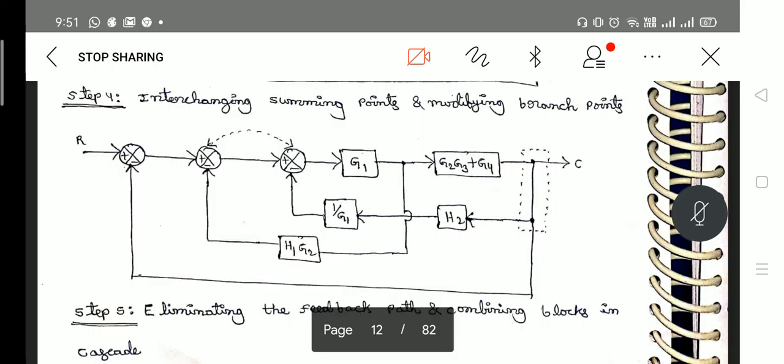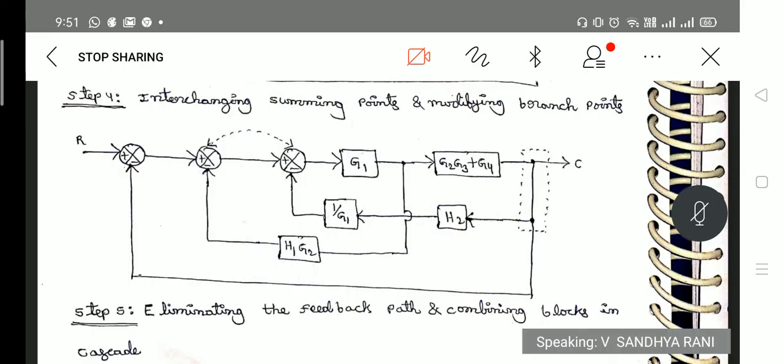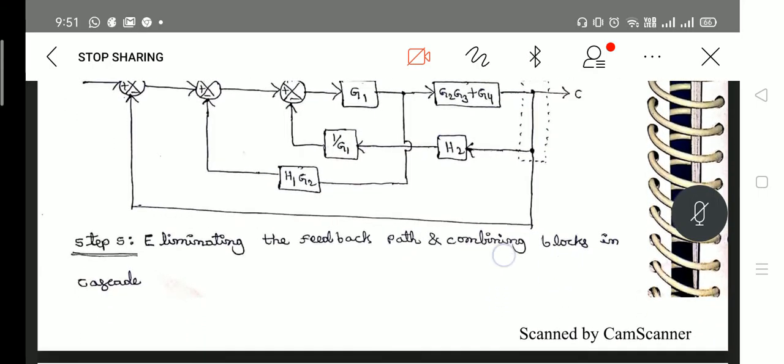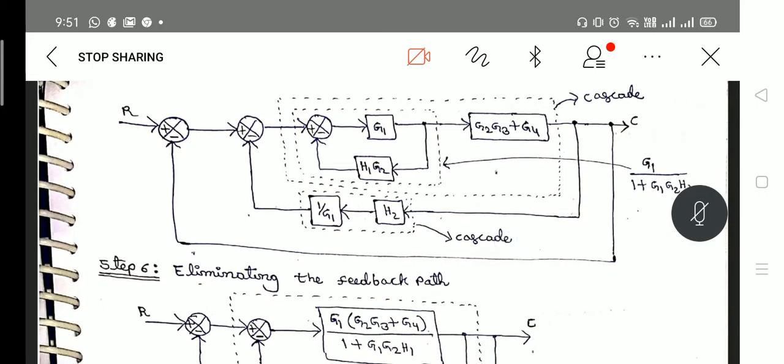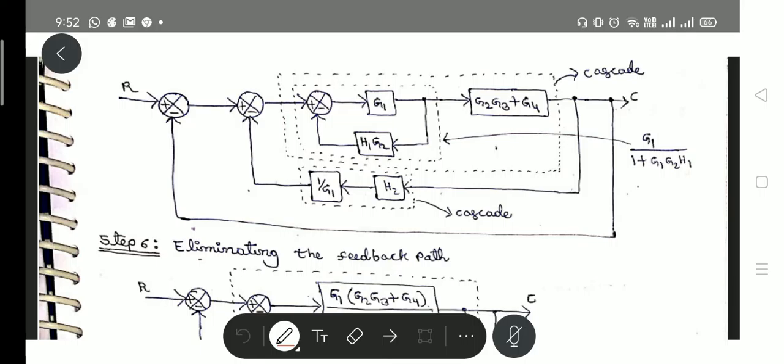After interchanging the summing points, this block will eliminate the feedback loop. So I am taking this block to here, this summing point to here. Then this loop will be eliminated. The negative feedback loop will be eliminated. So that's why I am interchanging these two points and splitting these branch points. Okay. After interchanging this, we will get like this. This is the elimination of the negative feedback loop.